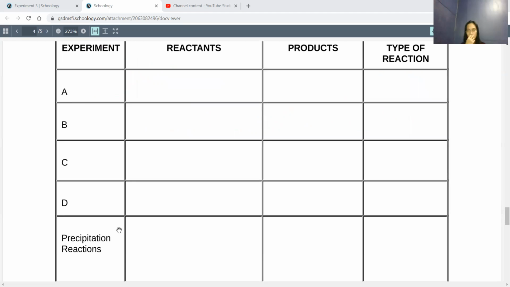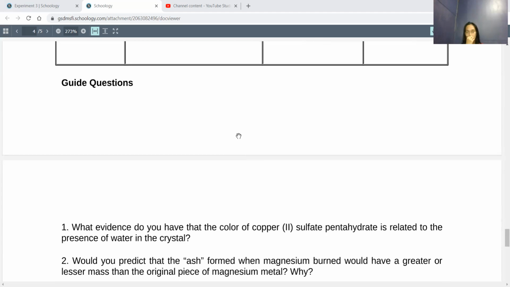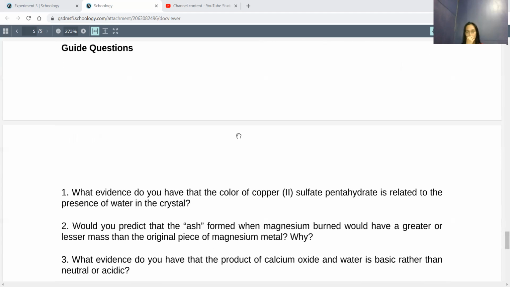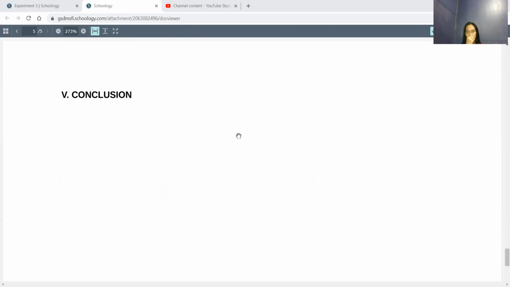If we have like 2 procedures, for example, for letter B, you have 2 procedures here, I will expect that you will also have 2 chemical equations to be written here sa B. Okay, sa experiment B. And then after filling in the table, you have to research for the answers of the following questions. So we have 3 questions here. You need to research for this, and then you will have to provide your conclusion. I would like to see in your conclusion the significant learnings you get while you're doing the experiment.